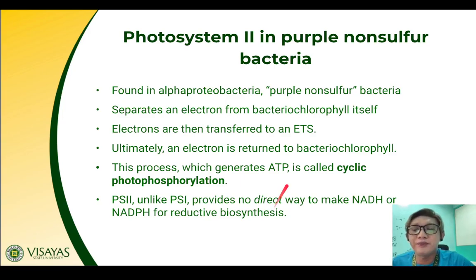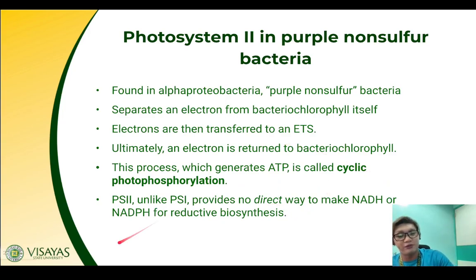There is also photosystem number 2 in purple non-sulfur bacteria. These are especially found in alpha proteobacteria. They separate an electron from bacterial chlorophyll itself. Electrons are then transferred to an ETS in the process, and ultimately an electron is returned to bacterial chlorophyll. So this process, which generates the ATP, is called cyclic photophosphorylation.